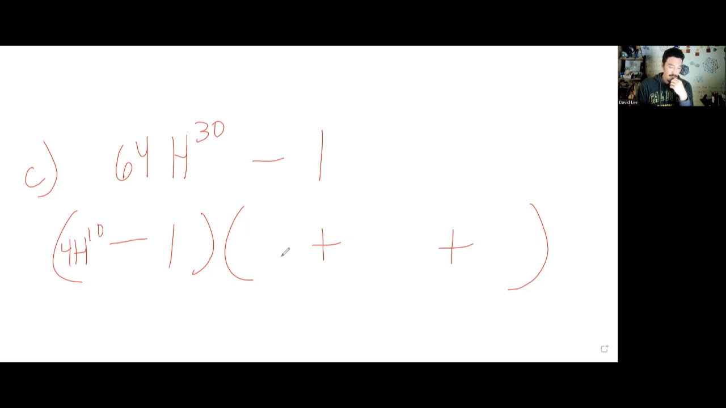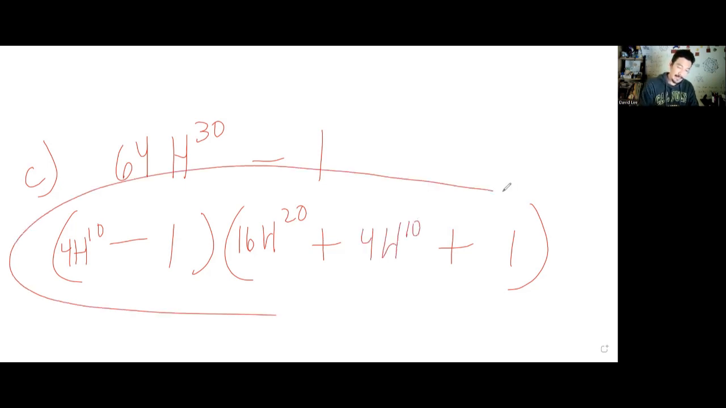To find the first spot, you square whatever this term is. If you square this term, you'll get 16h20. In the back, you square whatever this is. If you square 1, it'll literally just be 1. And in the middle, you just go this times this, and that'll just be 4h10. Final answer.